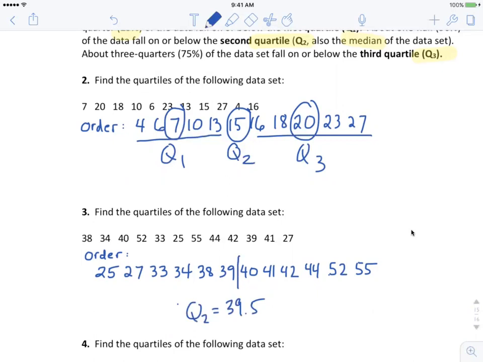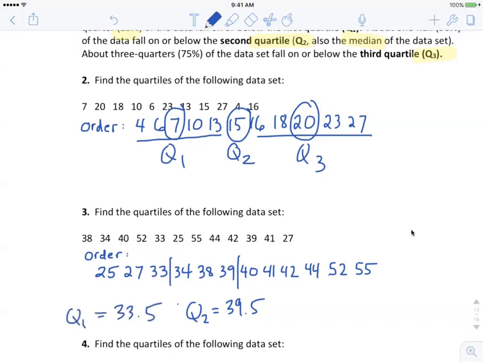Next, I want to find the median of the first half. So I have 25, 27, 33, 34, 38, and 39. I didn't circle 39. 39 is not the median, so I'm going to use it as a data value when I'm finding my Q1. I can divide that up into 3 and 3. Right between 33 and 34 is 33.5. That would be my Q1.